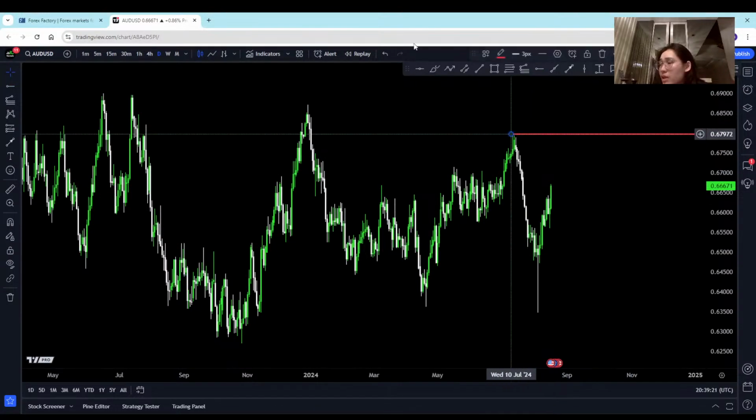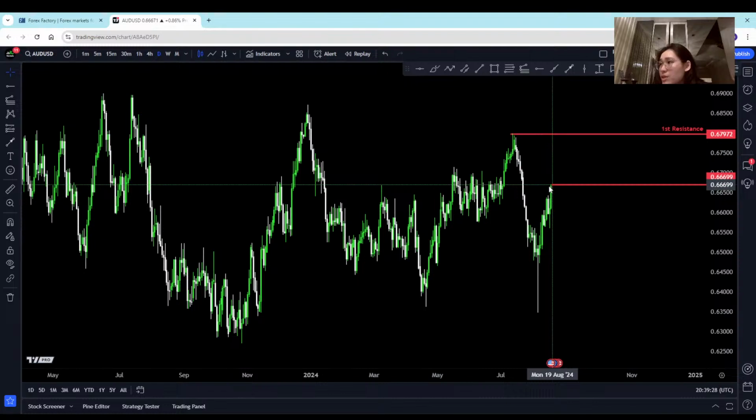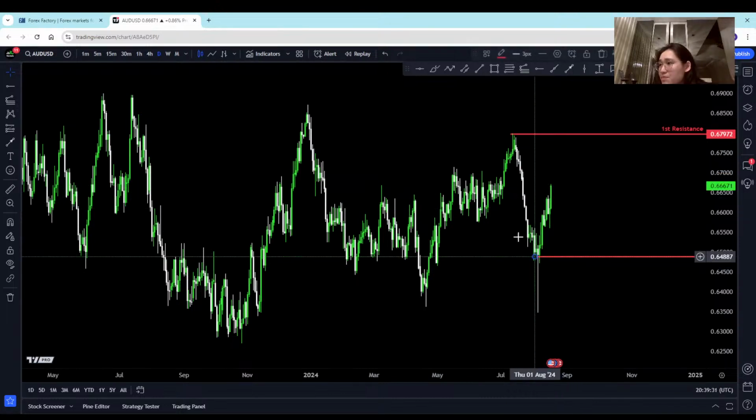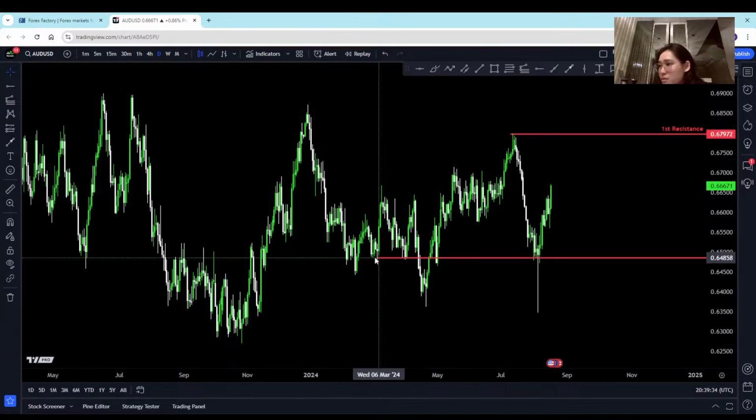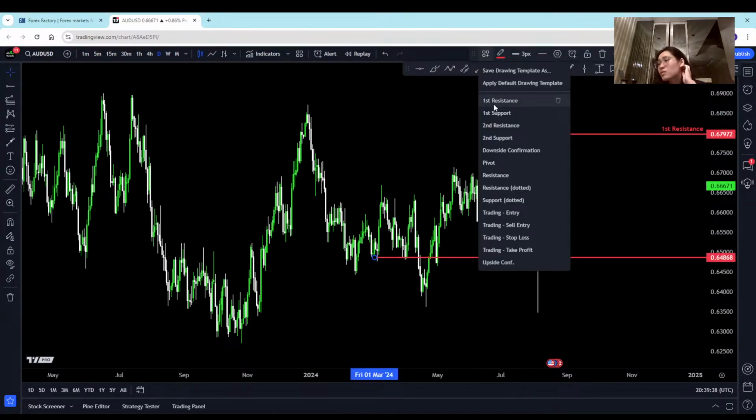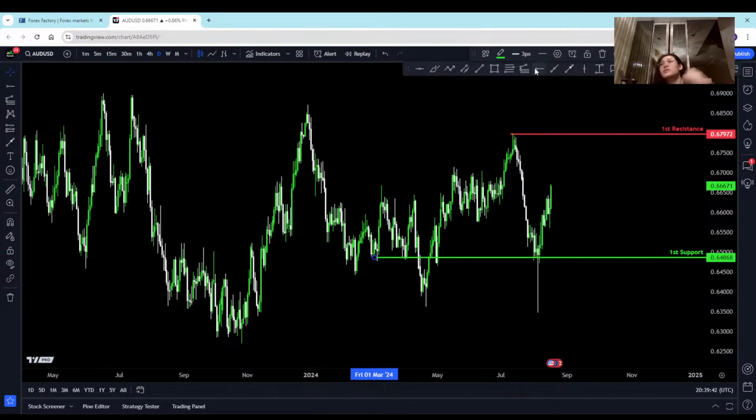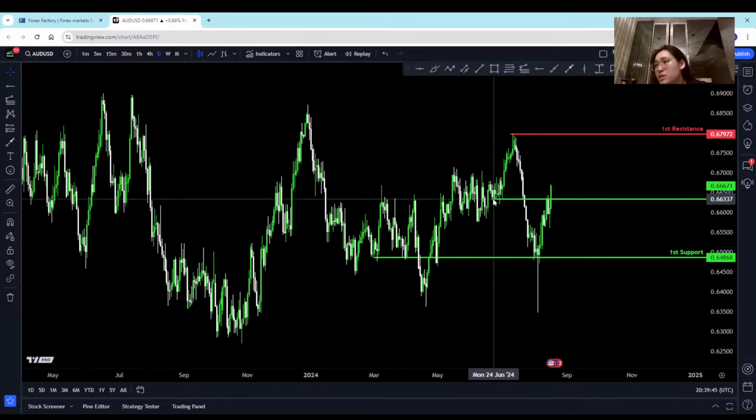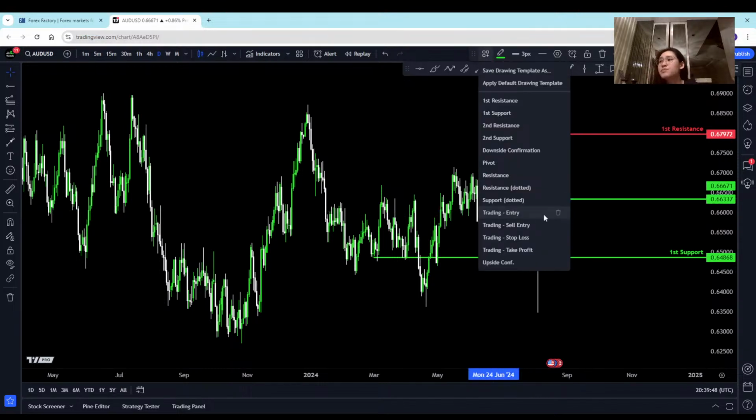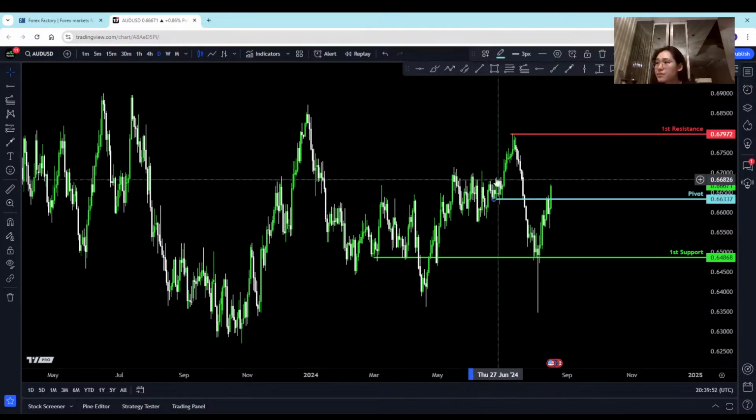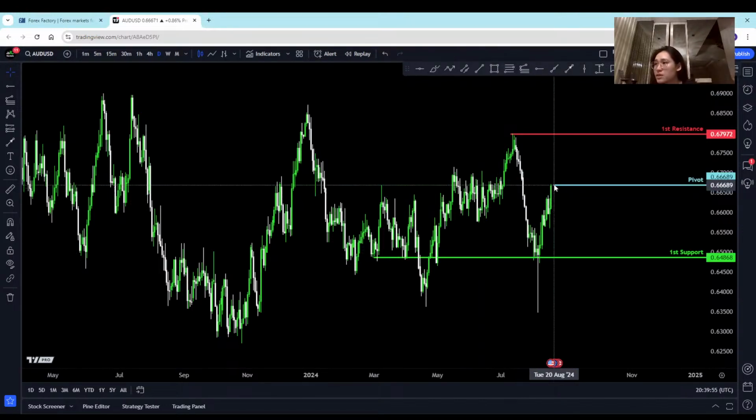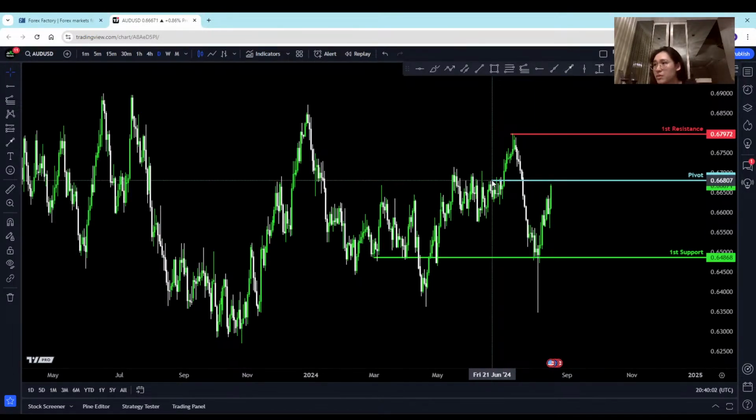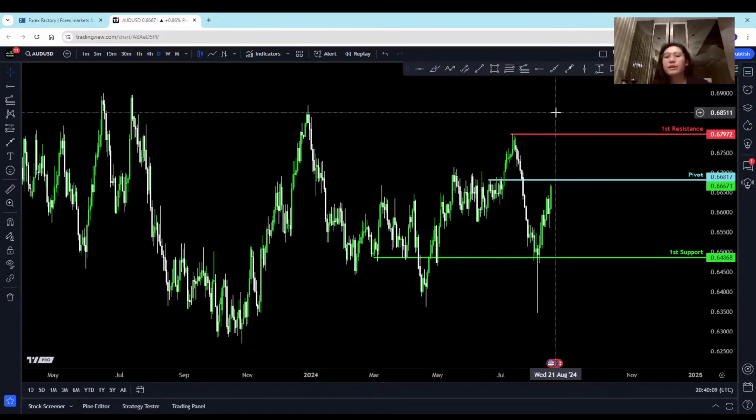So let's just go ahead and get straight to our support and resistance levels. My first resistance will be up there. First support maybe down here. And for my pivot, I'm just gonna place it here, maybe here, in line with the other swing highs.